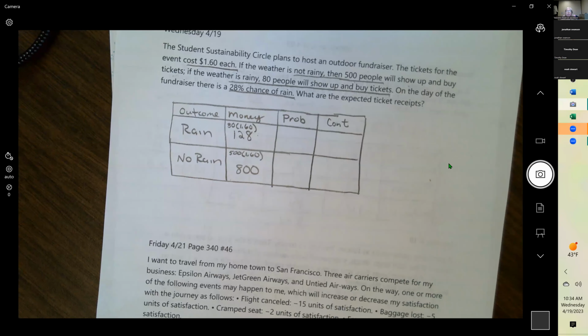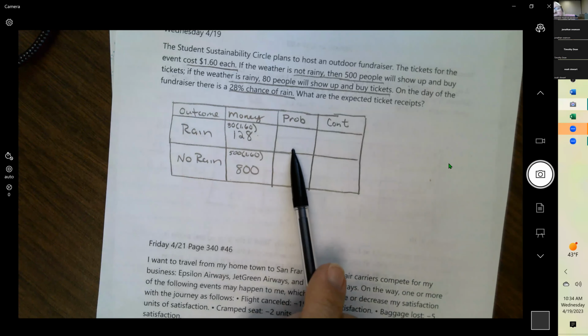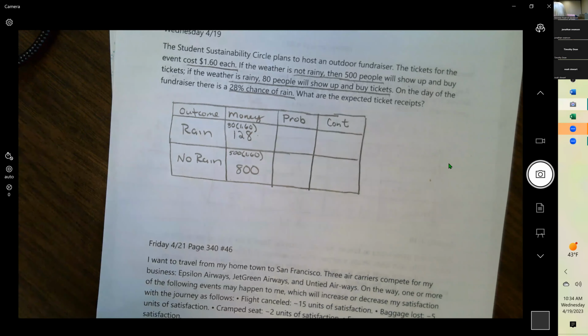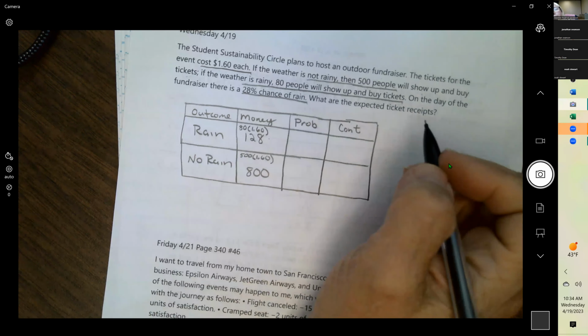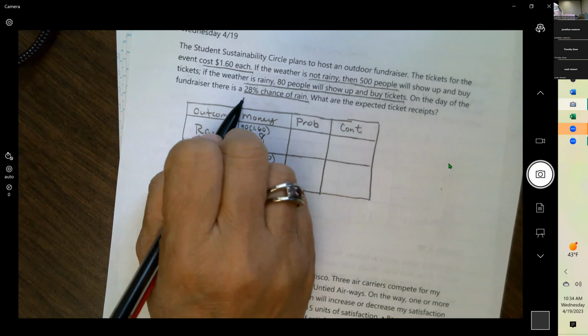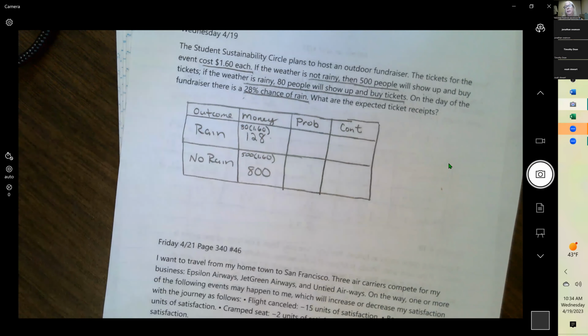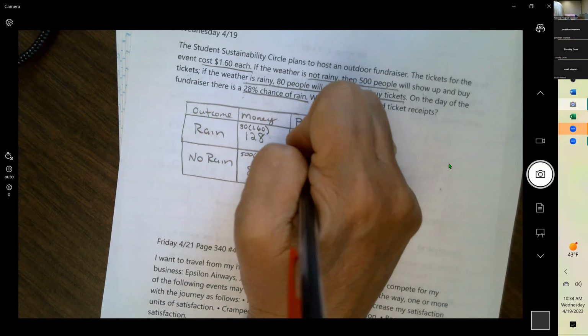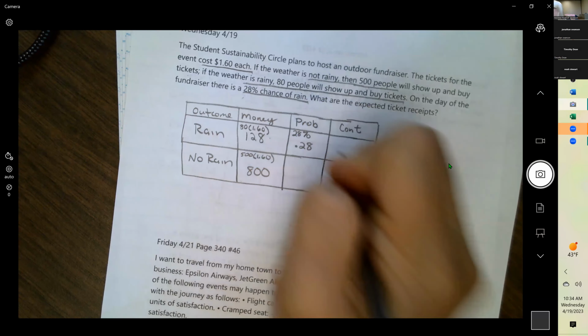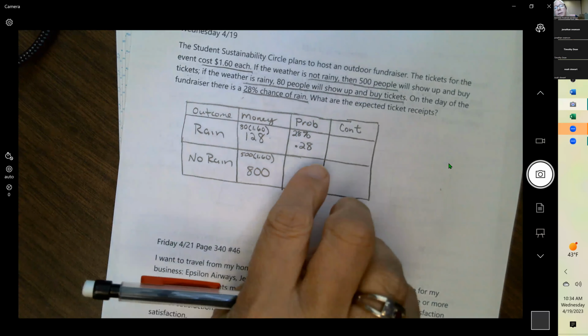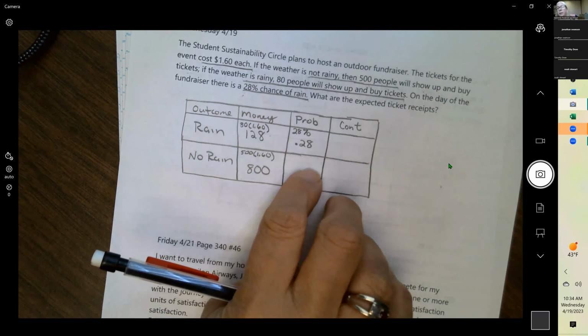Any questions on that part? What's the probability of rain? One half. Right here. Oh yeah, instead of being a 50-50 chance, they actually gave us the weather forecast, so 28%. Now remember to write it as a decimal because we're going to multiply across. If it's a 28% chance of rain, what's the probability of no rain?